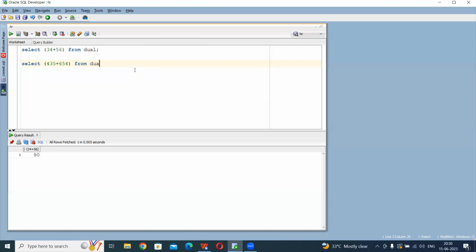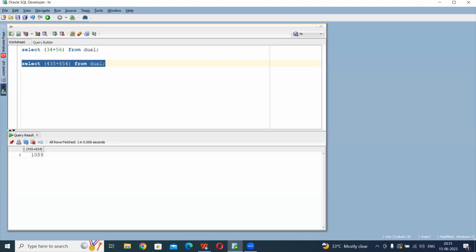After mentioning the from clause, we need to mention the table name from which we want to do this operation. I want to do this operation from the dual table, so I have mentioned the same. After that, I'm terminating my query with a simple semicolon. After writing the query, we need to run it. How to run the query? Simply select the query we have written and hit the green color play button, which is present on the top of the worksheet.